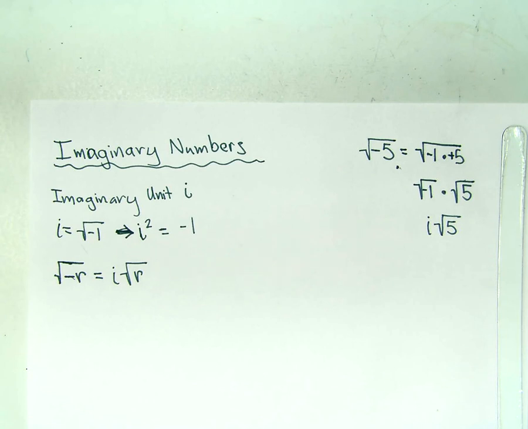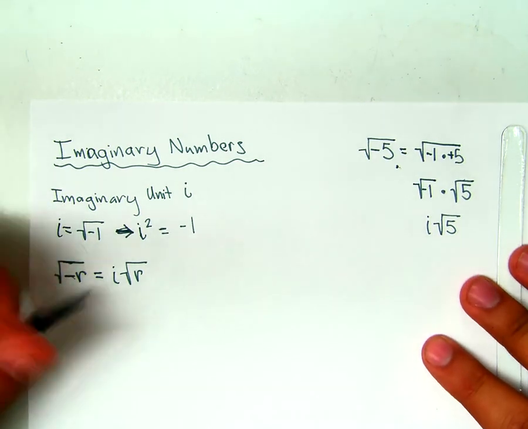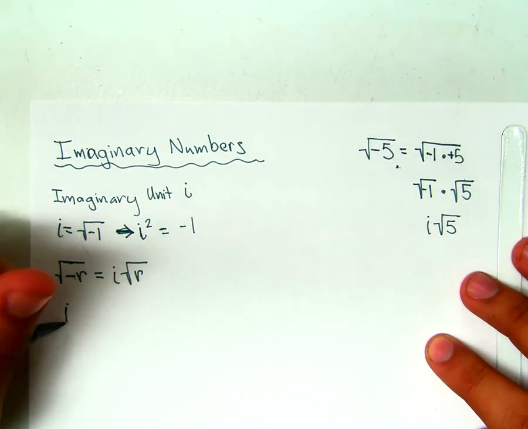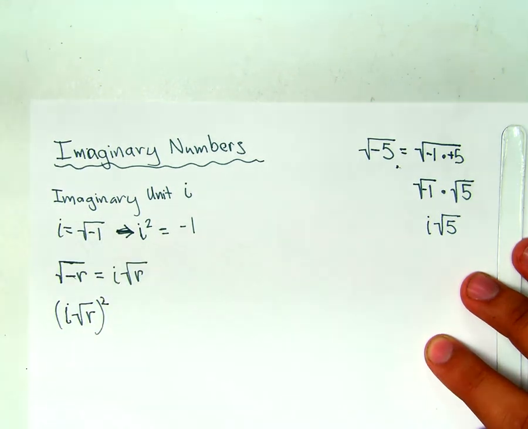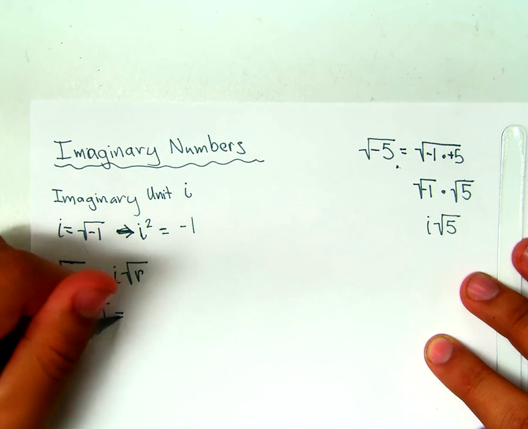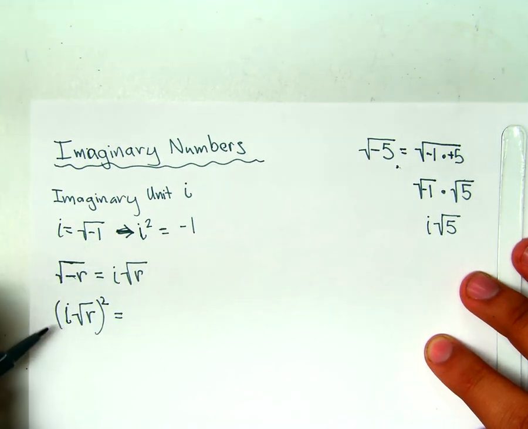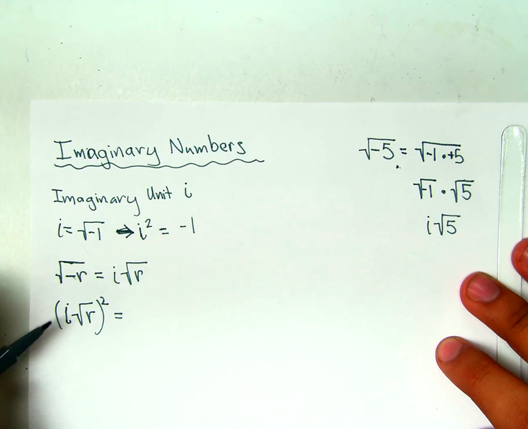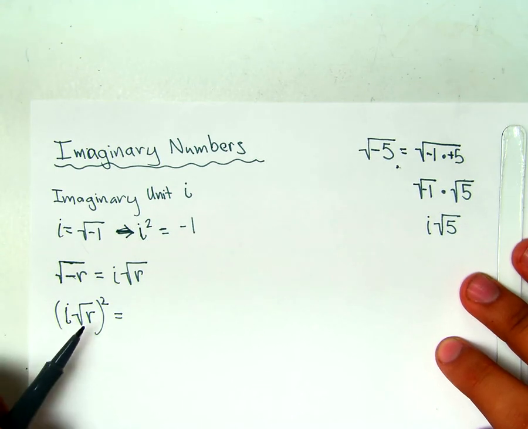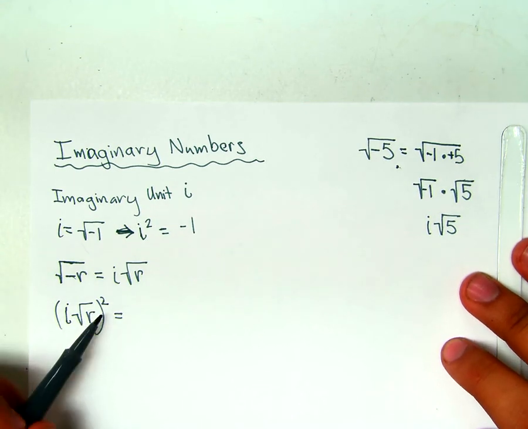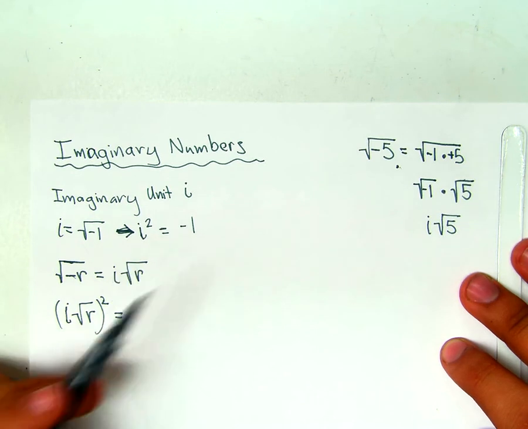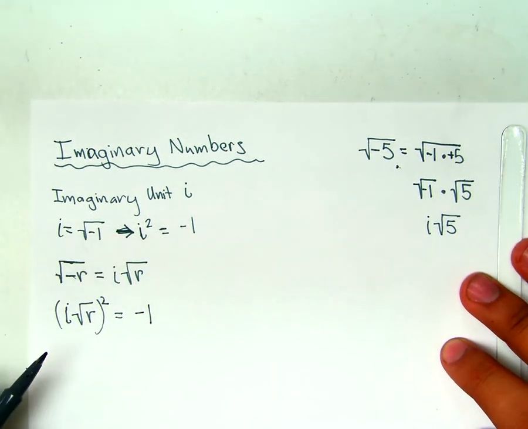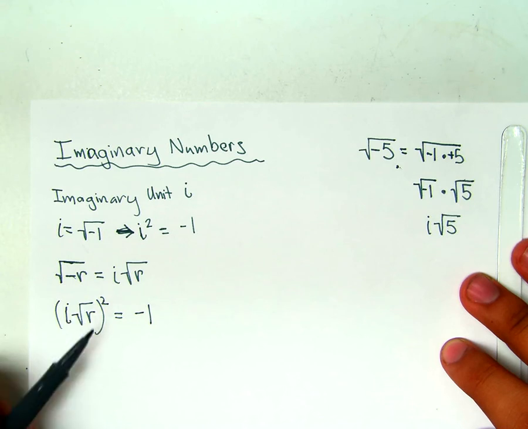The second property that we need to know is the reverse of this. So if we have i times the square root of r, if we square it, this right here is another one of the properties of radicals. This is the product property. We have i times the square root of r, so we can distribute this power here. The 2 can go with the i, so that's i squared. Well, what is i squared? Negative 1. Well, what is the square root of r squared?